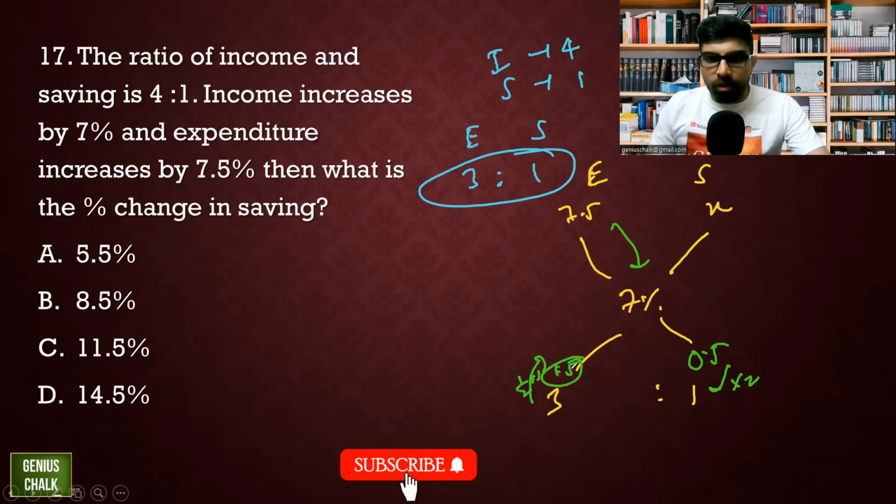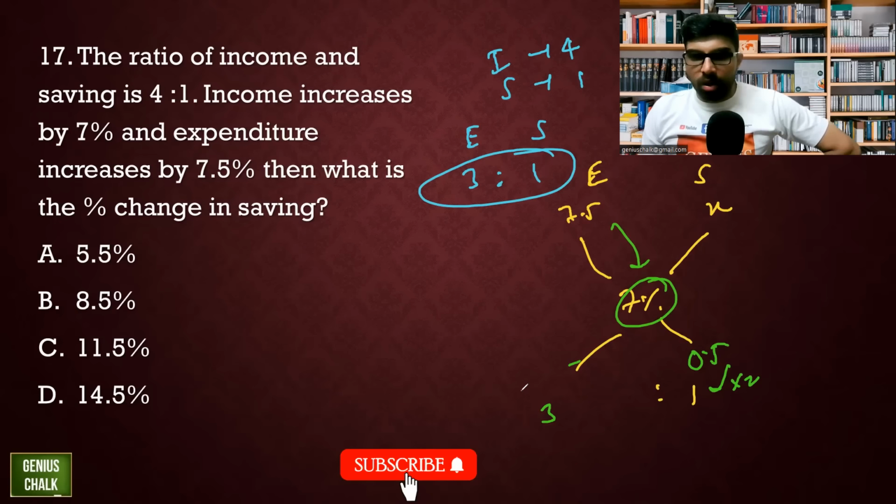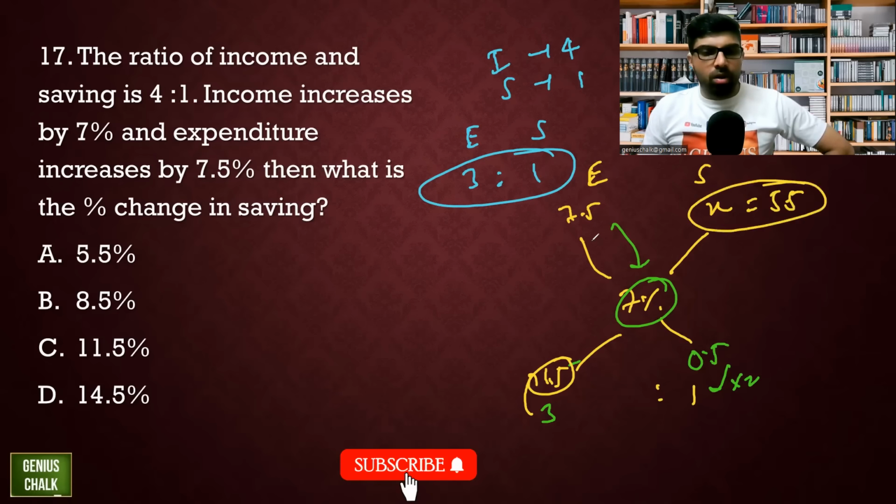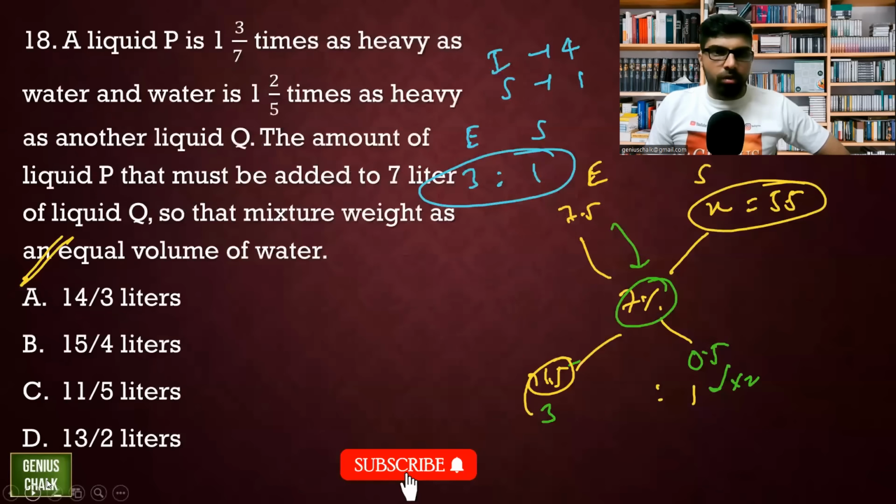So what should be half of this? It should be 1.5. 7.5 is more than 7. So 0.5 is multiplied by 2, so this must be 1.5. So 7 minus 1.5 has to be 5.5. Now it is saying what is the percentage change in the saving. So it is option A, 5.5.